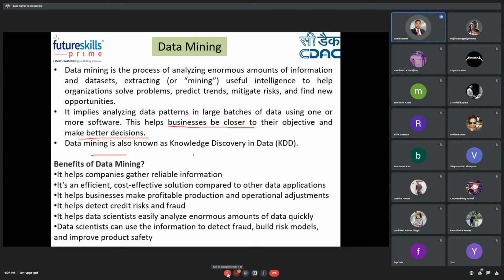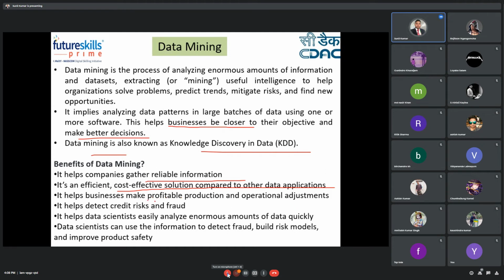Data mining is also known as knowledge discovery in data, because unless you have an idea about what you want to perform, what you are going to fetch from that data, how is it possible? So that is also known as KDD, that means knowledge discovery in data. The benefit of data mining is that it helps companies gather reliable information, because until you analyze your data, how will you be able to make the decision, right? It's a cost effective solution. Why? Because it's the easiest solution to find out the analysis of your business according to the real time scenario.